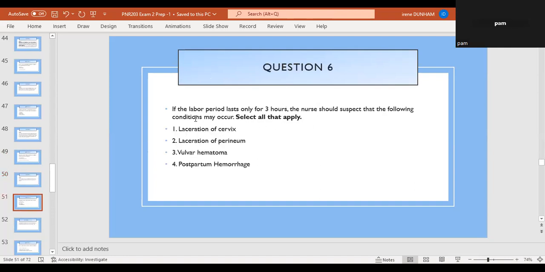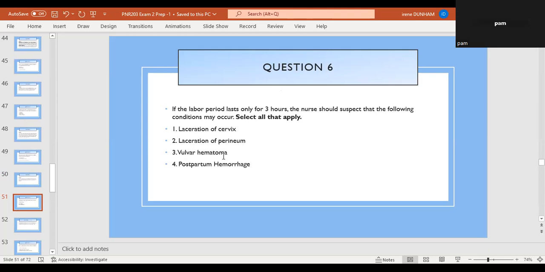Okay. Question number 6. Now, this is a select all that apply. So if the labor period lasts only for 3 hours, the nurse suspects that the following conditions may occur. Again, select all that apply. So could I have a laceration of the cervix? Yeah, well, what is this describing here? This is describing a precipitous labor and birth. So I know that a laceration of the cervix can happen. A laceration of the perineum can happen.